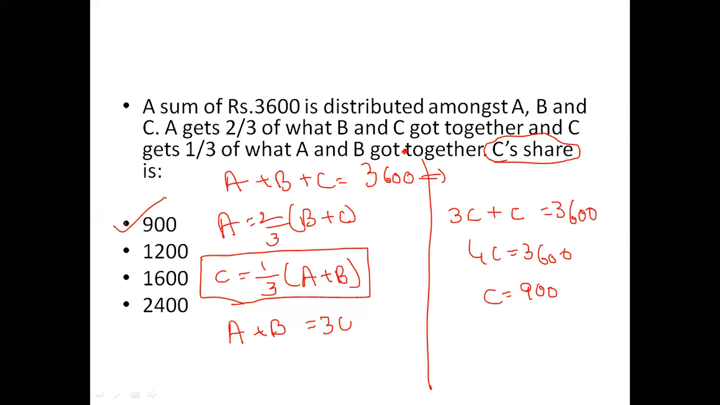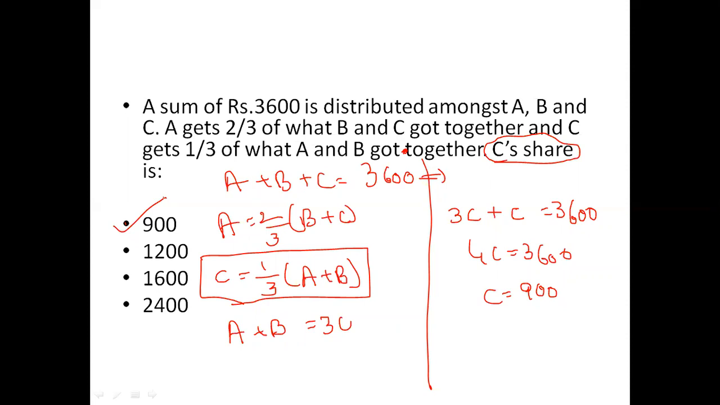I'm making it clear once again, guys. Please check the explanation. A sum of rupees 3600 is distributed among A, B, C means I can write the expression as A plus B plus C is equal to 3600. And the next one, A is 2/3 of B plus C together, means you can write it as A equal to 2/3 of B plus C. And coming to the last point that we have, C is 1/3 of A plus B. So you can utilize that statement to solve the question, the value of the share of C.